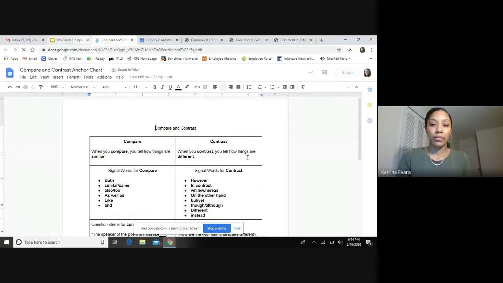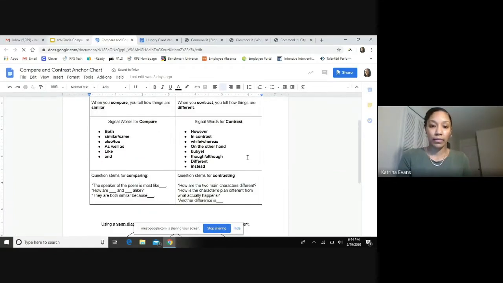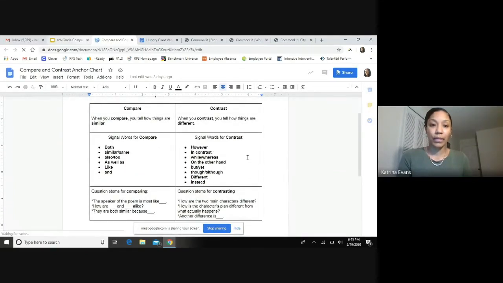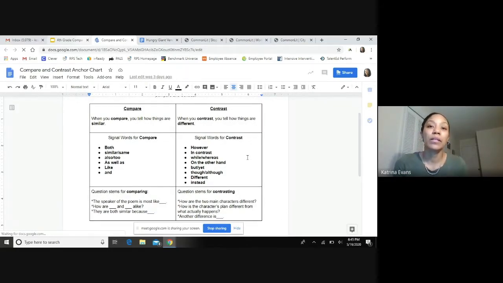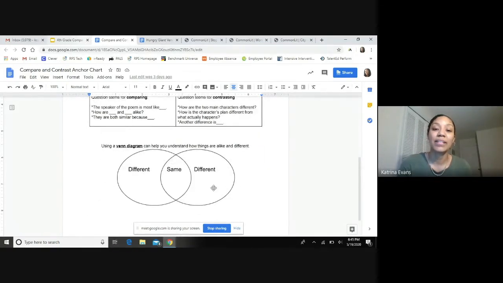For compare and contrast, we have the definition of the two. When we compare, we are talking about how two things are similar or the same or alike. When we are contrasting, on the other hand, we're talking about how things are different. And we can use keywords such as in contrast or although or however. In addition, we can use a Venn diagram to organize our thoughts and ideas when we are comparing and contrasting.